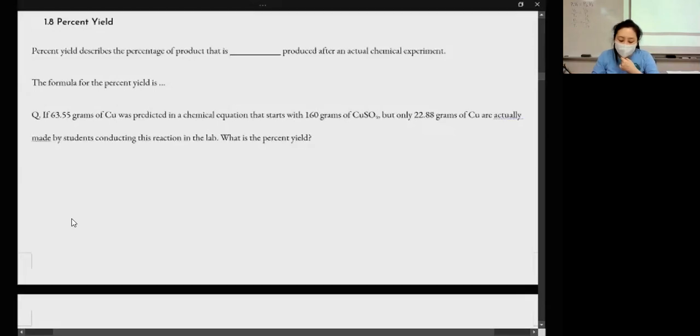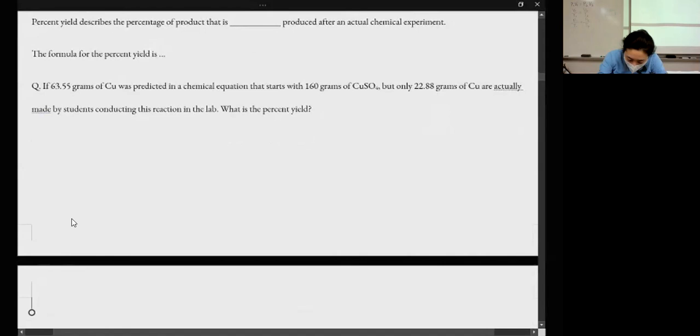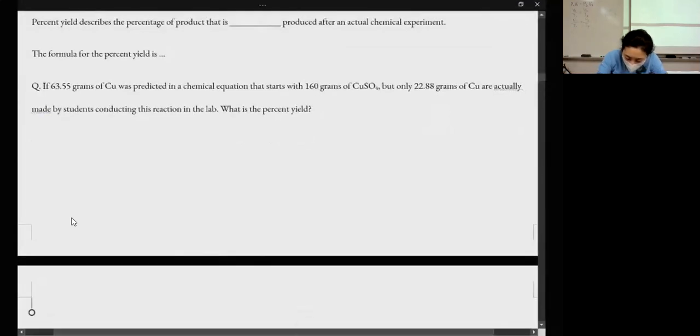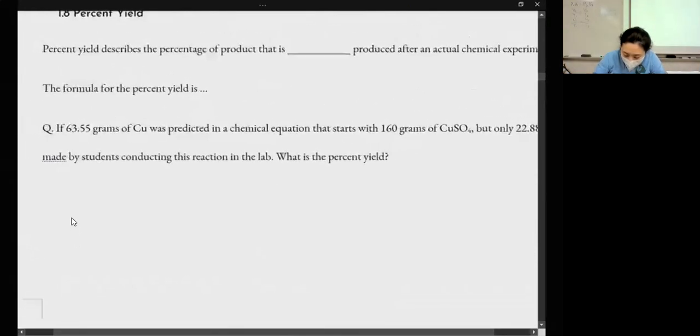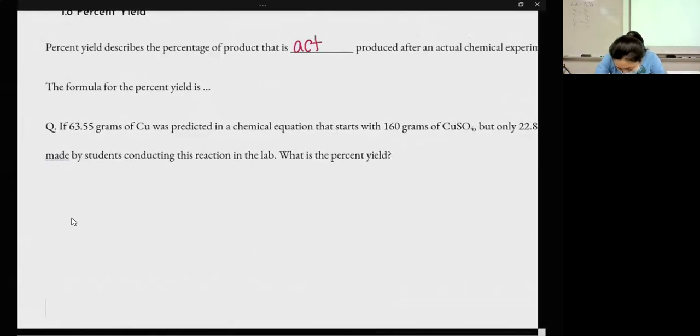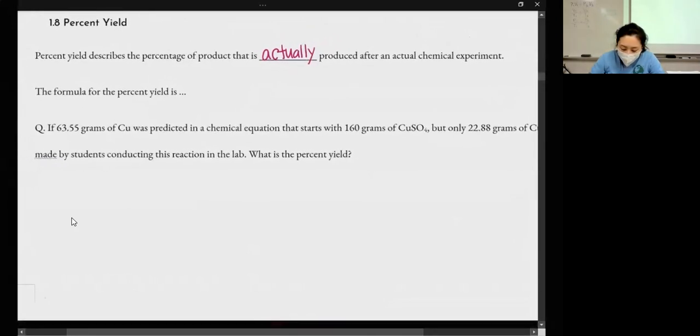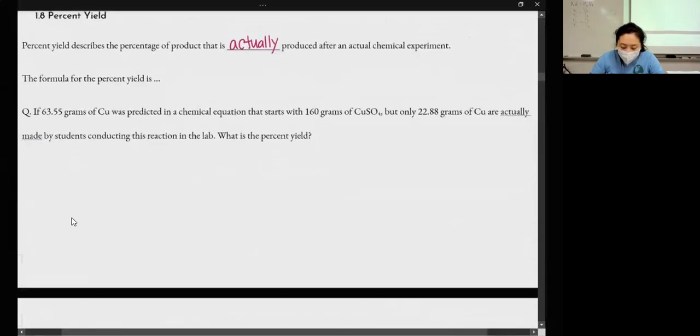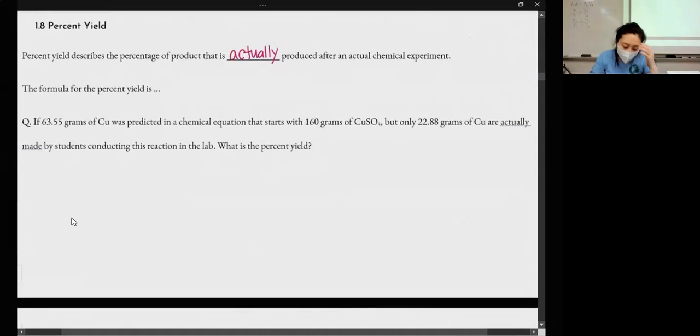So percent yield is something that describes a percentage of product that is actually produced. So the word that goes here would be actually produced after an actual chemical experiment. So that's the word that you want to look for whenever you're reading the question.